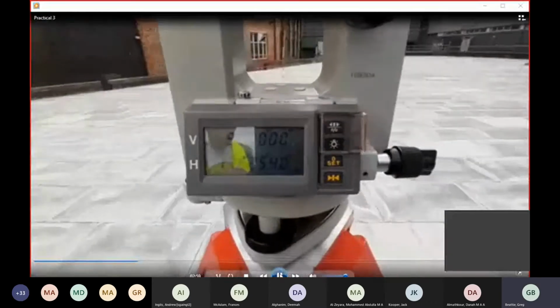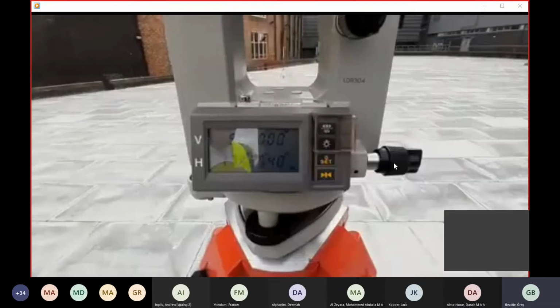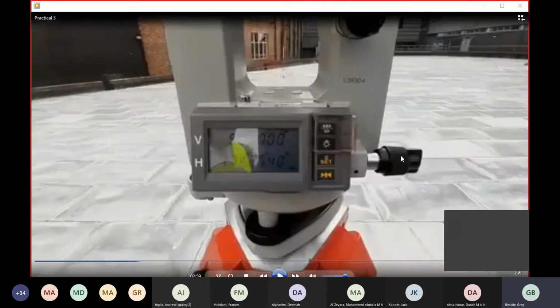Okay, so actually I'll just show you here. So when we're leveling this, this dial here allows us, so you manually move the theodolite around, rotate it by hand, and then you fix it with this, and then you use this for fine adjustment to make sure your vertical angle is at 90 degrees, and the same here with your horizontal angle.